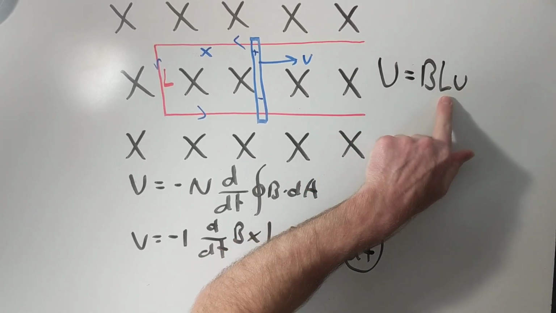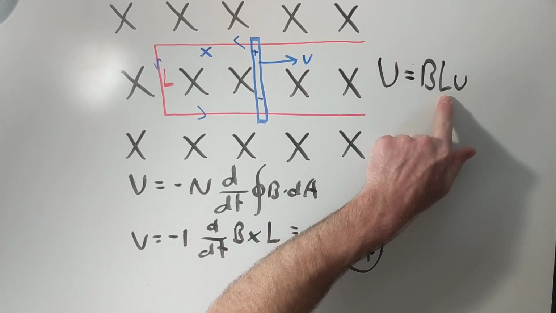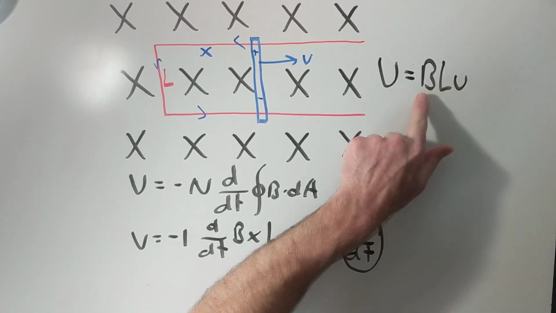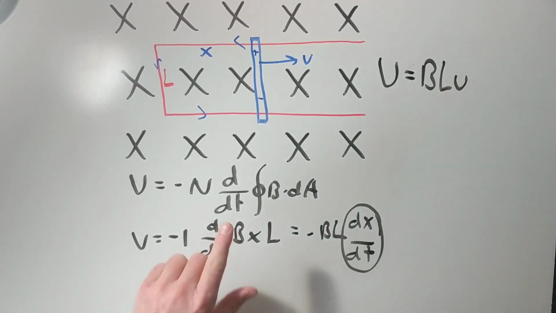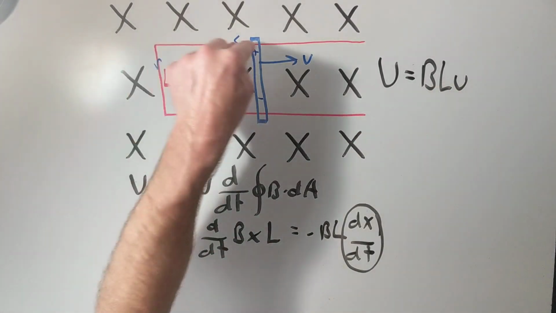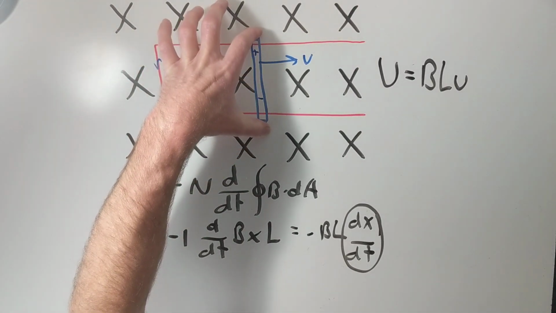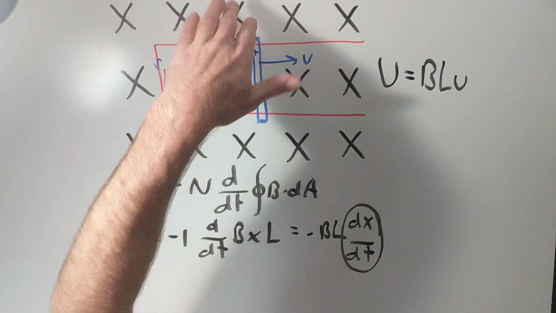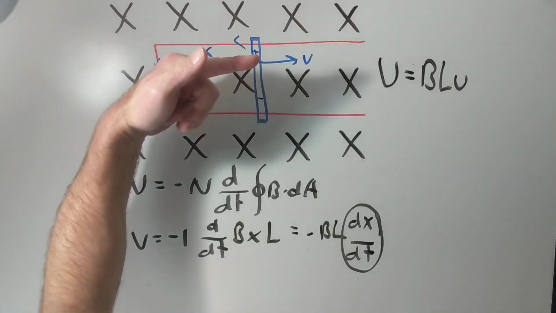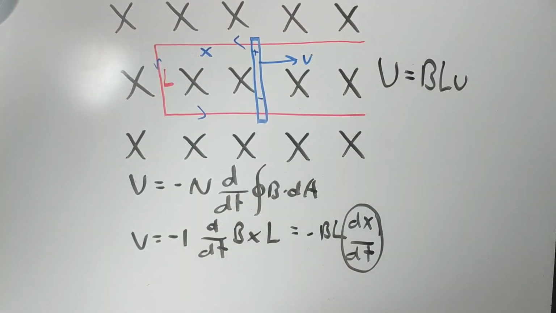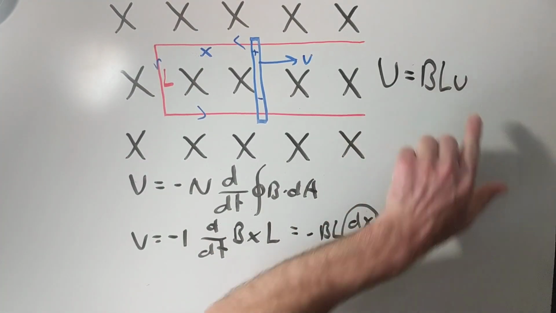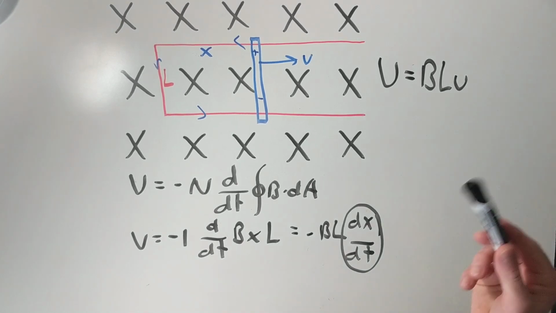And the length that you should use is always the one perpendicular to both the velocity and the magnetic field. So look closely here. We don't use this length, we use this length because L is perpendicular to the magnetic field and perpendicular to the velocity that way. So these three things should be perpendicular and they produce a voltage.